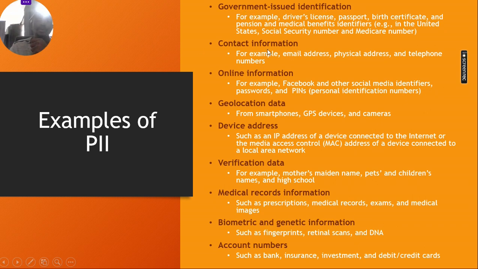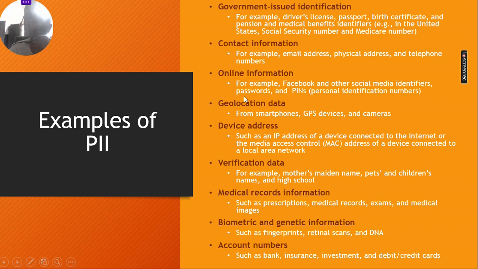Now the second type of personally identifiable information, or source of examples of personally identifiable information, is your contact information. Your contact information are examples of personally identifiable information, like your email address, your physical address, your telephone number. They are all your contact information, and people can use these things to reach you without meeting you physically. They are called contact information.